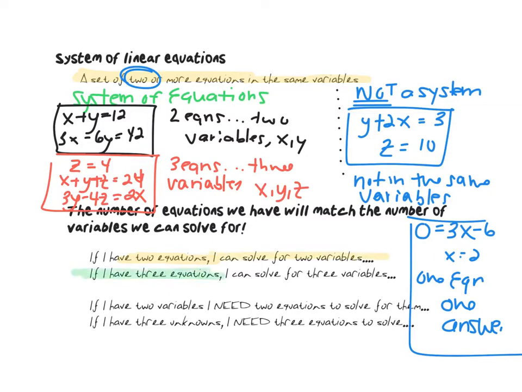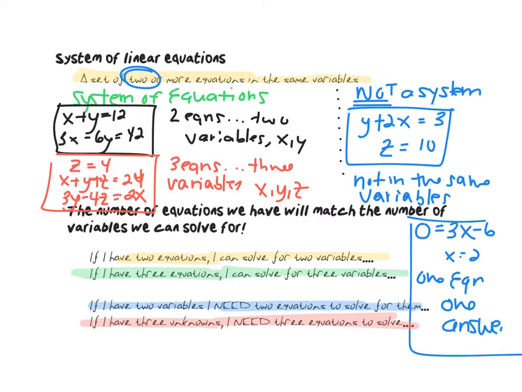If I have three equations, then we'd be able to solve for three variables. And it does work backwards too. If you're working on a problem that you have two variables you would need to solve for, you would have to be able to write two equations to get their answer. If you're going through a problem and you realize you had three things that were unknown, to solve for that, you would need three different equations.